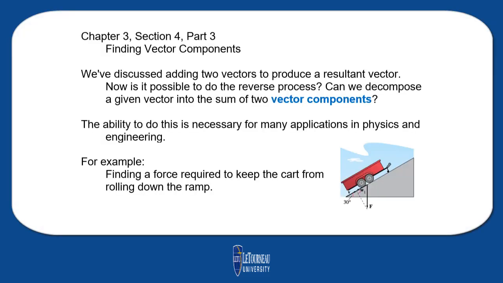Let's find vector components. We've discussed adding two vectors to produce a resultant vector. Now, is it possible to reverse the process? Can we decompose a given vector into the sum of two vector components? The ability to do this is necessary for many applications in physics and engineering.